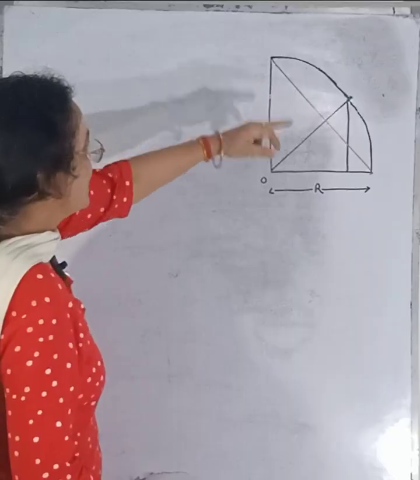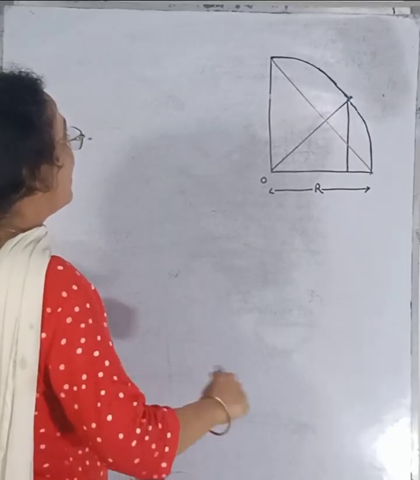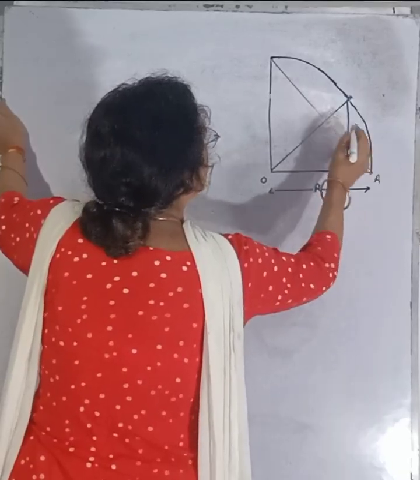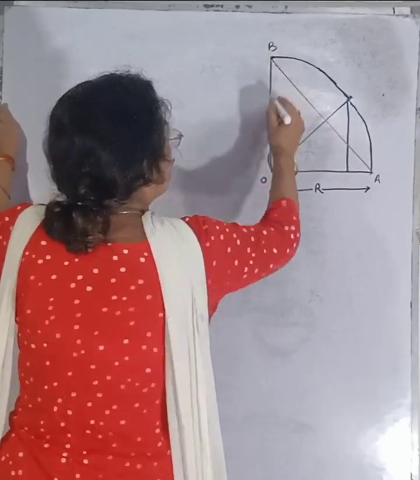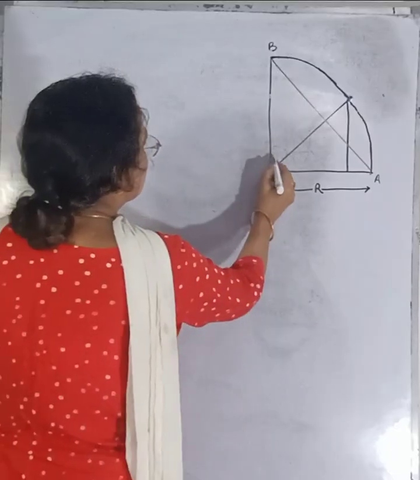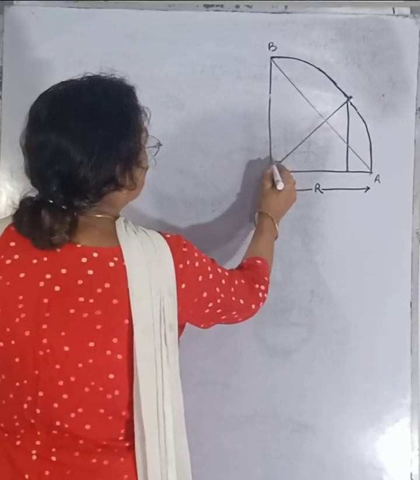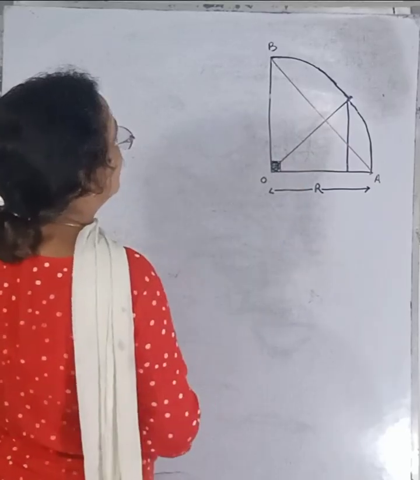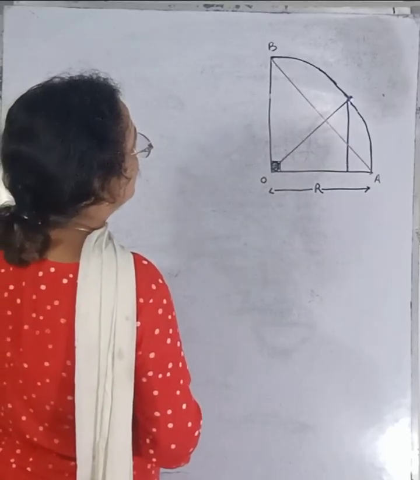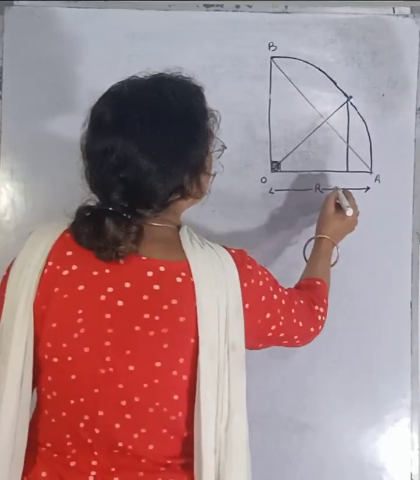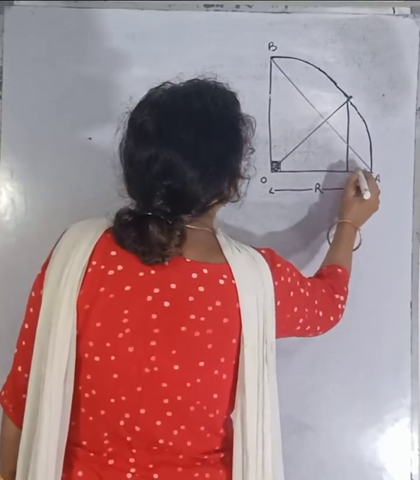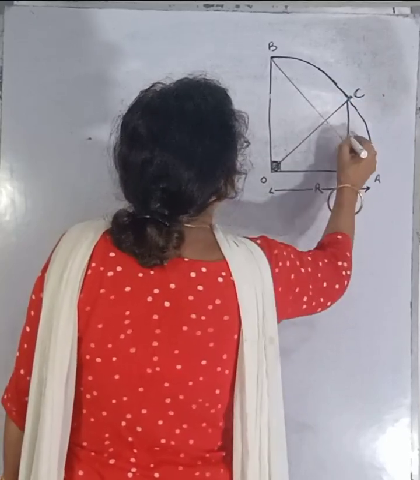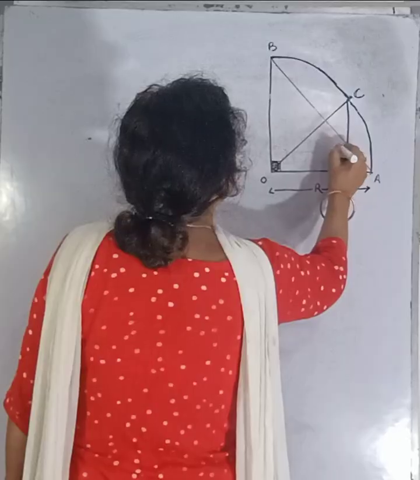The question is: this is a quarter circle of radius r. This is point A, this is B. Okay, this is a quarter circle, this is a 90-degree angle. Correct? Now we are given that, supposing this is point C, this is point D, and this is point E.